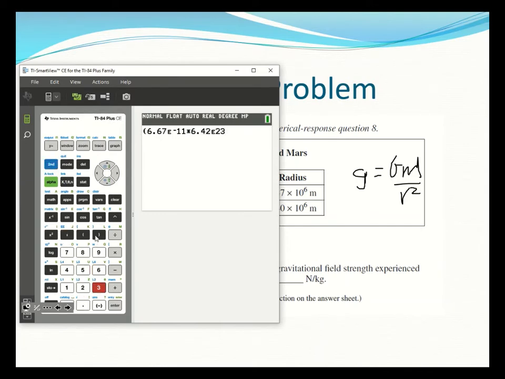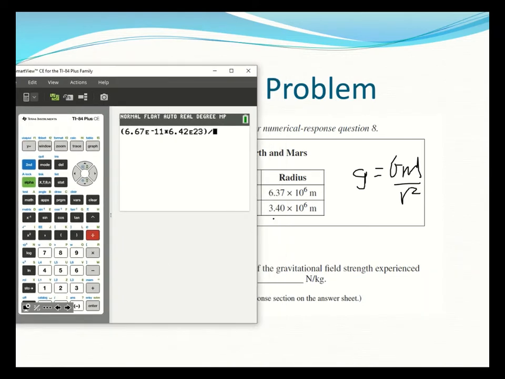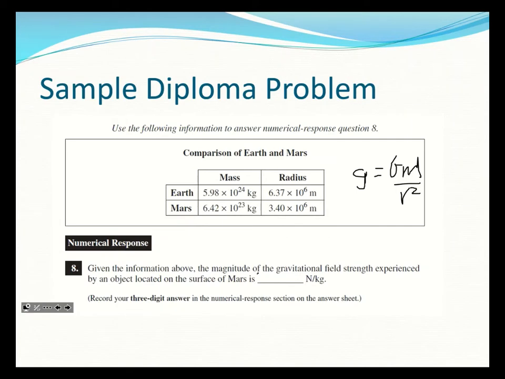So that's our mass. And then we divide it by our radius. And we can see that the radius of Mars is 3.4 times 10 to the 6. And we want to square that because it's a radius. And we get 3.70, so that would be our answer, 3.70.